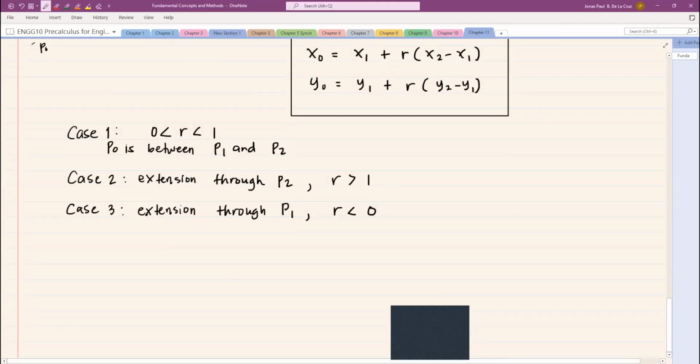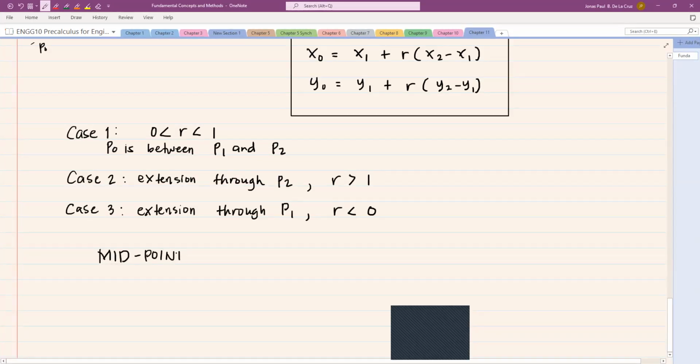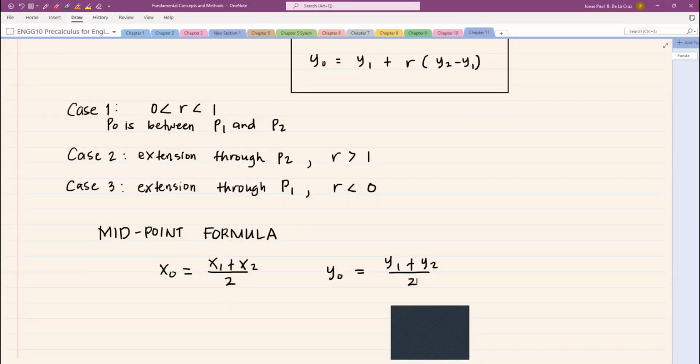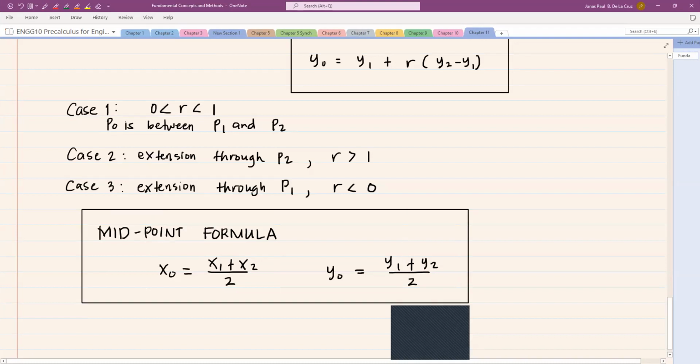Okay? So yung midpoint formula, this is the case where your PO is exactly between point P1 and point P2. So yung XO natin is just the average of the X coordinates. Tapos yung YO natin is just the average of the Y coordinates. Yan. So ito ang tinatawag natin na midpoint formula. That's how we compute for PO when it's the midpoint. Okay?